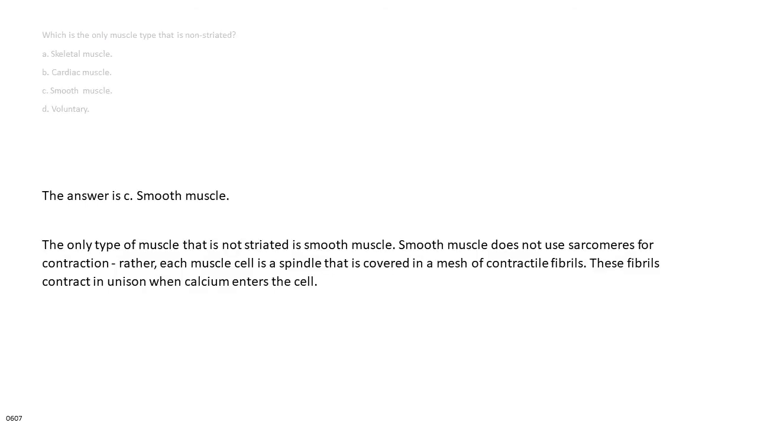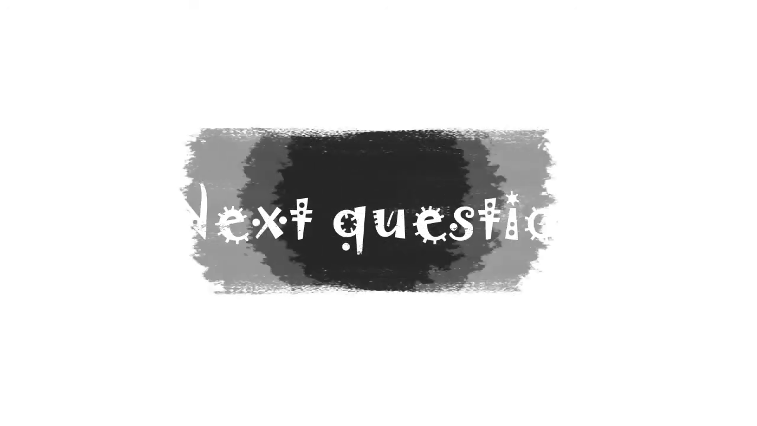The answer is C. Smooth muscle. The only type of muscle that is not striated is smooth muscle. Smooth muscle does not use sarcomeres for contraction; rather, each muscle cell is a spindle that is covered in a mesh of contractile fibrils. These fibrils contract in unison when calcium enters the cell.